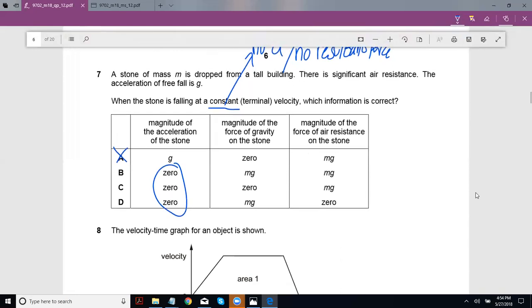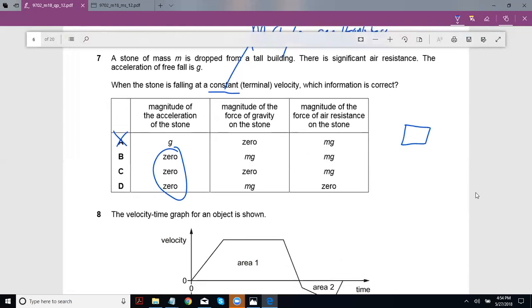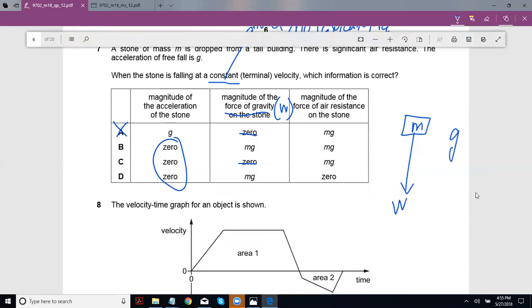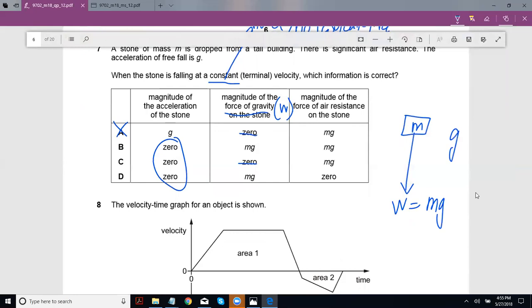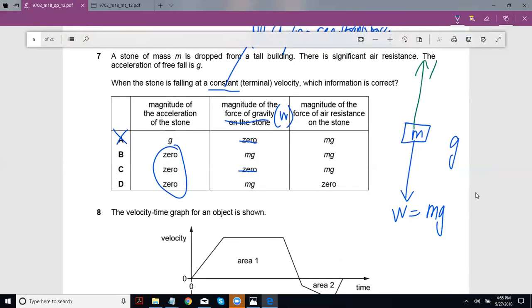Anyhow, the magnitude of the force of gravity on the stone. If there's a stone falling in your gravitational field with mass m and gravitational field g, the force of gravity is its weight. You can't say weight is zero, and weight is mg. In fact, a lot of people might make this mistake. They might say, but there is no resultant force. But understand, just because there isn't a resultant force, that doesn't mean weight isn't acting. Weight is acting. It's just balanced out by your air resistance.